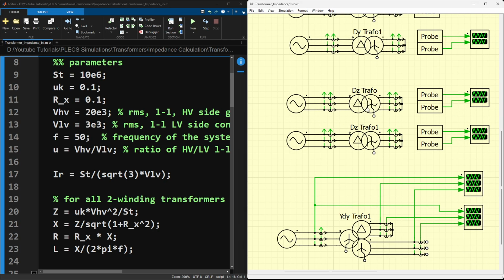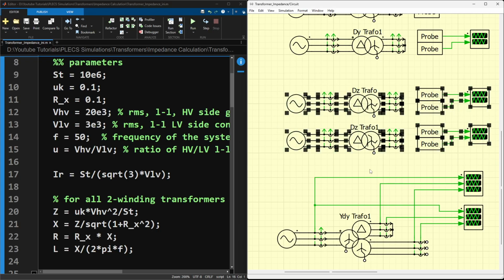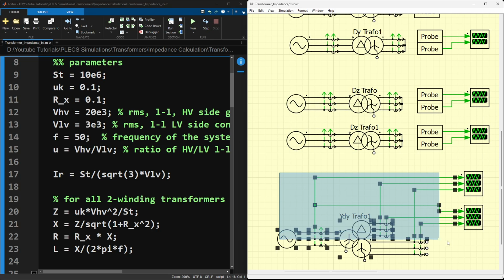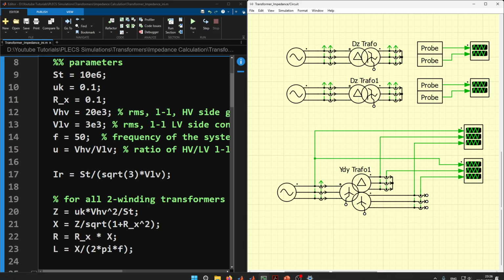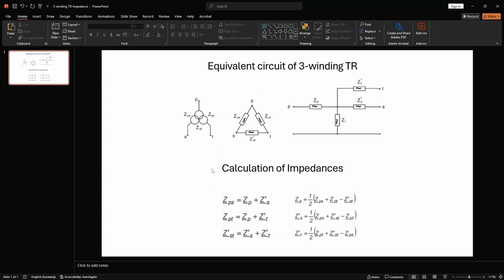Now the principle is same for delta Z on delta Z zigzag transformer. It's the same. I will leave it, you can try it yourself. Interesting part would be then if we have a 3-winding transformer. Now it's a little tricky at this point to calculate the star equivalent impedances of this 3-winding transformer. In that case we need to go through a couple of steps.